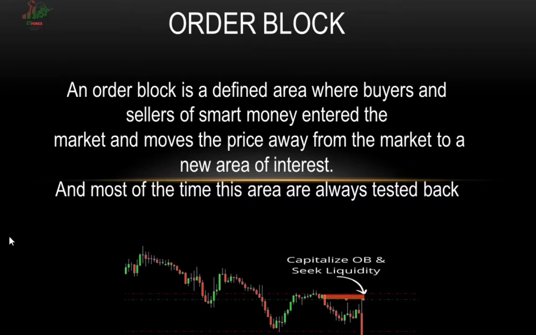And I said, most of the time this area is always tested back, because if they leave a huge amount of money, they will have to go back there to take that money back so they can make their profit. And as you can see in the diagram over here, around there is where the smart money was seated, and you can see the market came back to that area and took all that money, and the market starts to go to the downside. Alright, don't worry, I'm still going to take you to the practical aspect of it and you're going to see it. So let's go to the next thing.